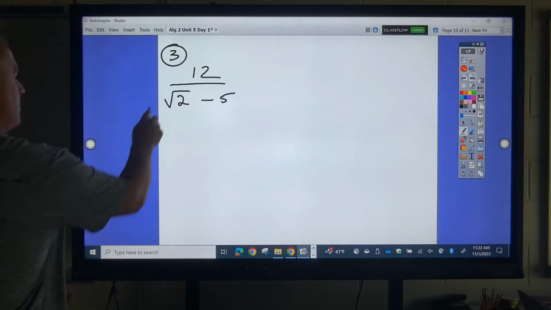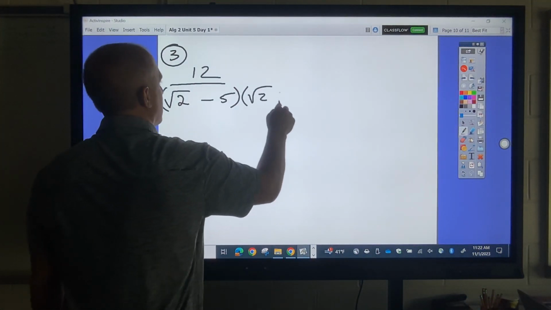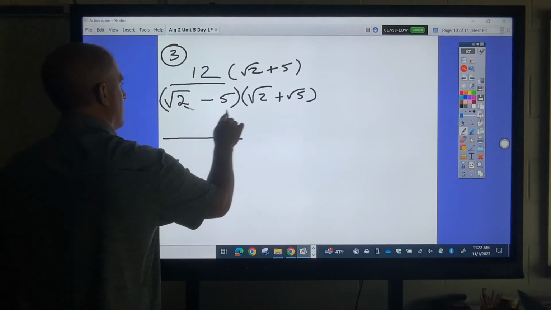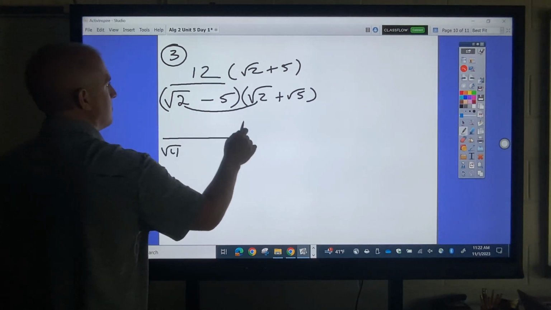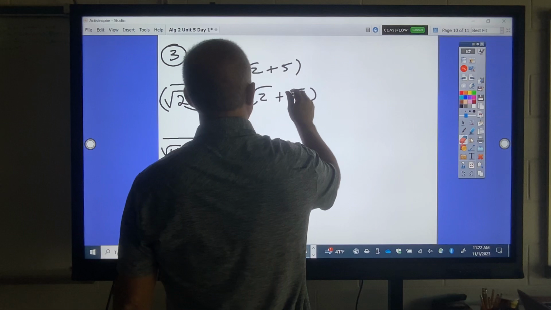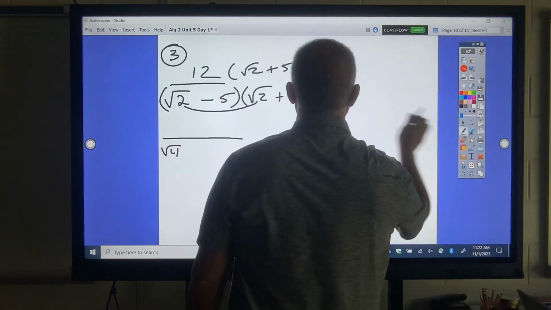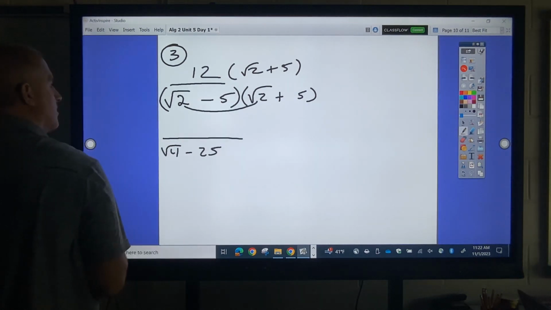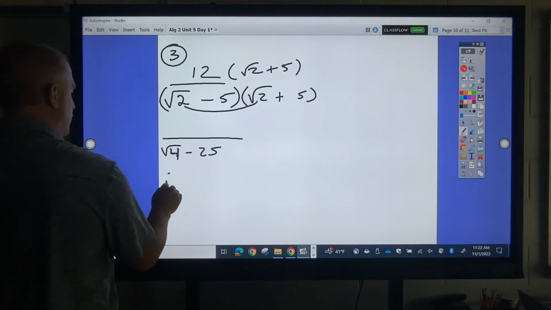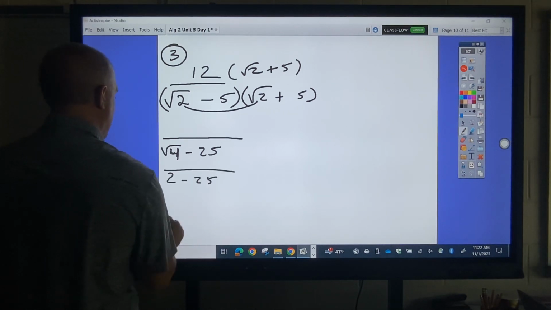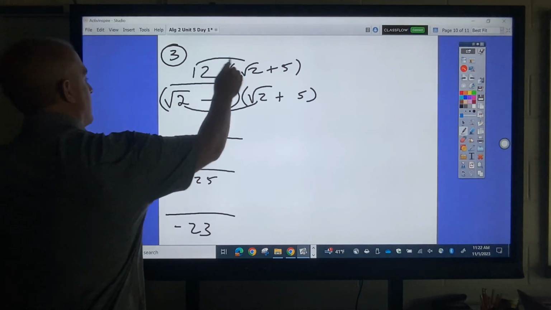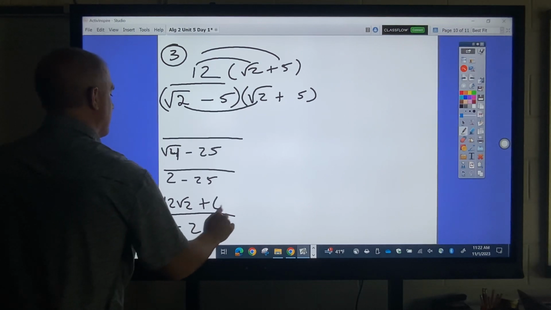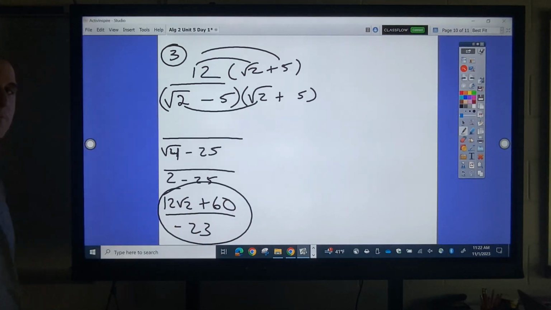So this one, I'd want to multiply by square root of 2 plus 5. Square root of 2 plus 5. The bottom part would be square root of 4. Whoops, not 5, sorry. Negative 5 times 5 would be negative 25. So square root of 4 is 2. 2 minus 25, I got negative 23 down here. Then I multiply that. That'd be 2 square root of 12. 12 times that would be 60. This cannot reduce, and that would be my answer.